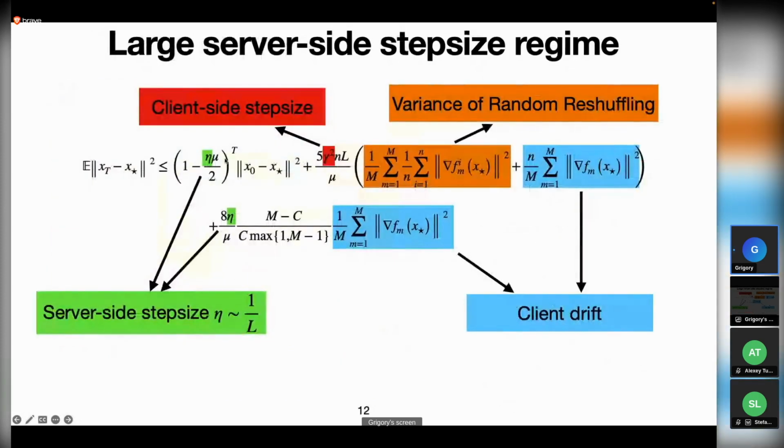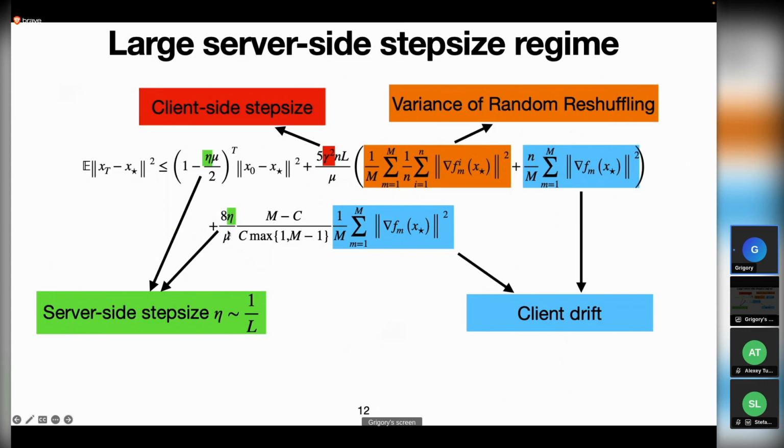Okay, so let us consider a strongly convex and L-smooth function and look at the convergence bound. So we have an exponentially fast decaying term, and we have several sources of errors. So we have the variance of random reshuffling, and we have the variance caused by sampling of clients. And if m is equal to c, where c is the number of communicating clients, it would be 0. And we have also client drift caused by local steps.